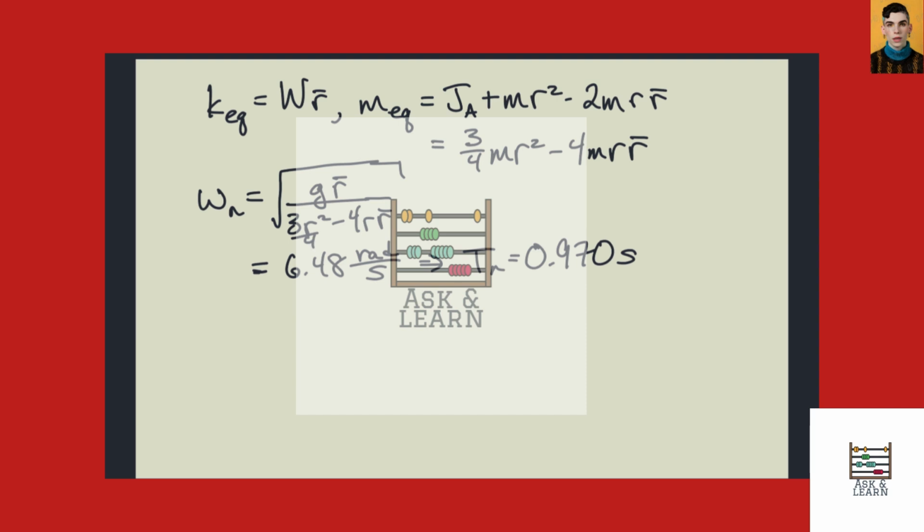The m's cancel out, so in the denominator we get this term without the m's, and in the numerator we just get g, because of the weight, and r bar. I'm not sure why I had it the other way. Anyway, this is the expression that we get, and we can plug in our values since we are given all of these. We get 6.48 radians per second, and that gives us a natural period of 0.97 seconds.